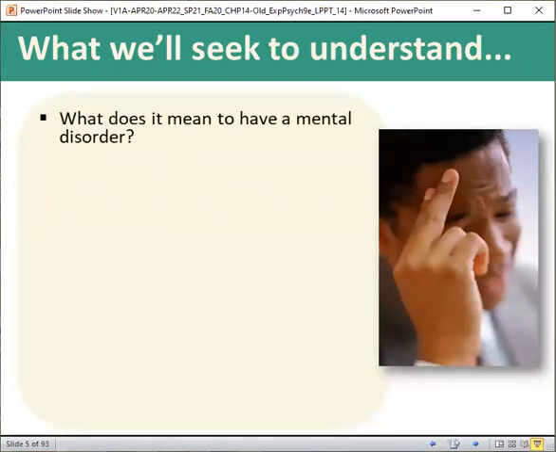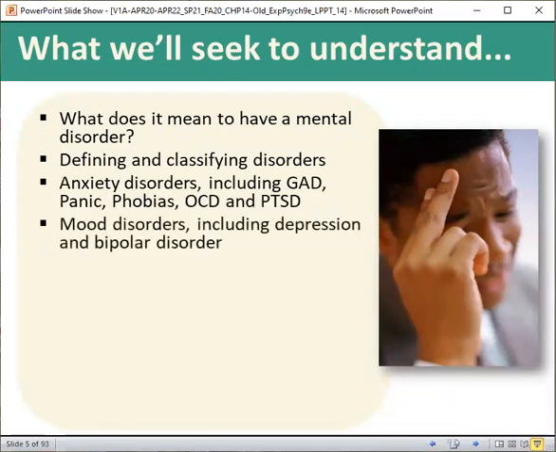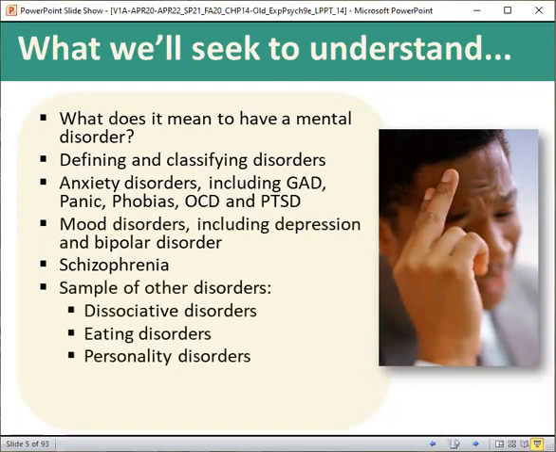Okay, so psychological disorders. What we'll seek to understand is, what does it mean to have a mental disorder? Defining and classifying these disorders, such as anxiety, mood disorders, schizophrenia, and then a sample of other disorders like dissociative, eating disorders, and personality disorders. And then finally, looking at the rates of these diagnoses. How prevalent are these particular types of disorders in our society?